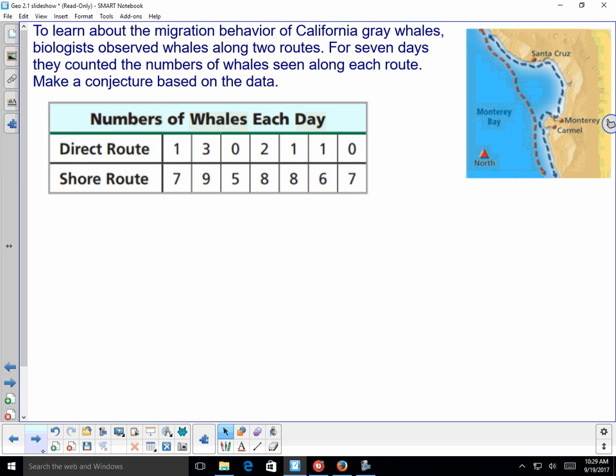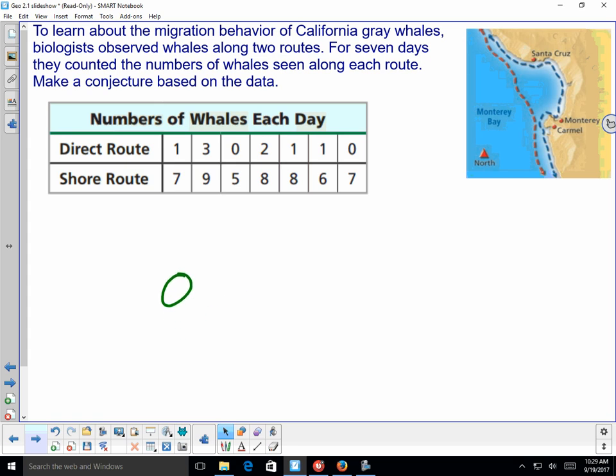Okay, let's take a look at this example. To learn about the migration behavior of California gray whales, biologists observed whales along 2 routes. For 7 days, they counted the number of whales seen along each route. So make a conjecture based on the data. So the direct route, on the first day, we saw 1 whale. On the second day, 3 whales. On the third day, 0 whales. Then 2 and 1 and 1, and then none on the last day. I'm not seeing any pattern there with those numbers.